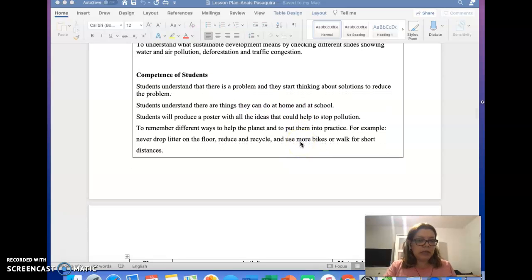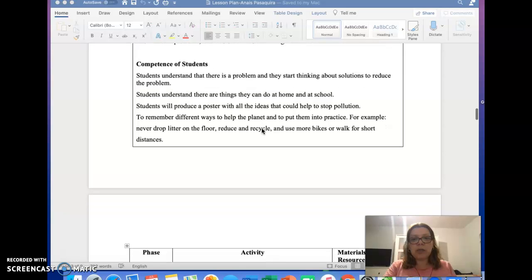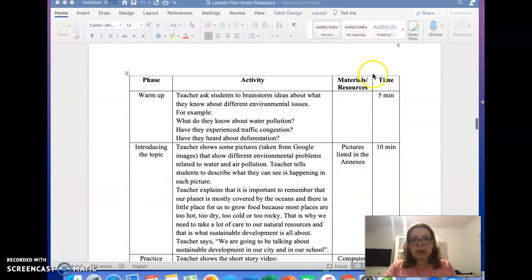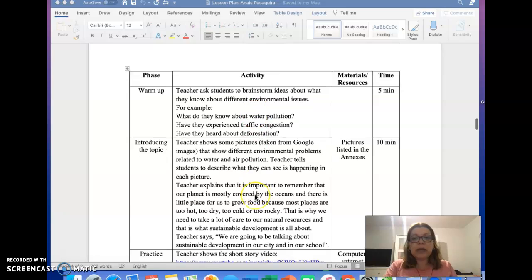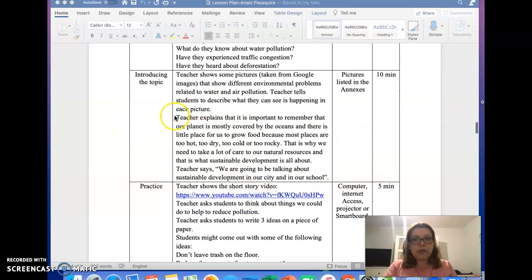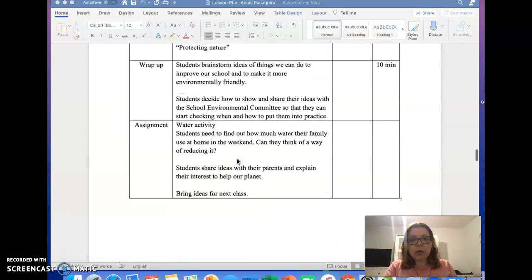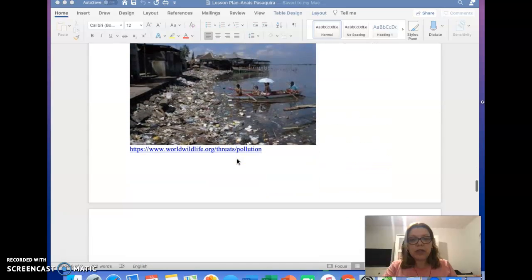And also at the end of the lesson, they are going to design a poster to share ideas on how we can help. This is how my lesson plan looks like. I will start with a warm-up. This is basically a brainstorm of ideas to share what it is that they know or they don't know about the topic.